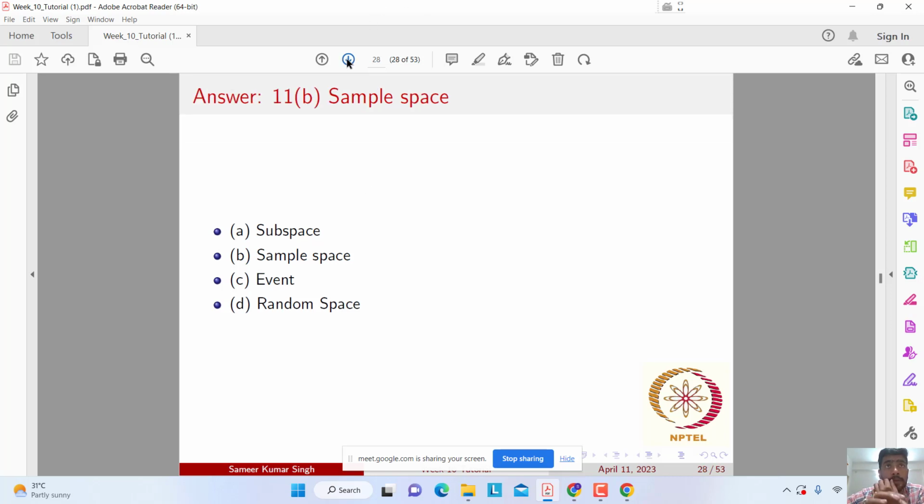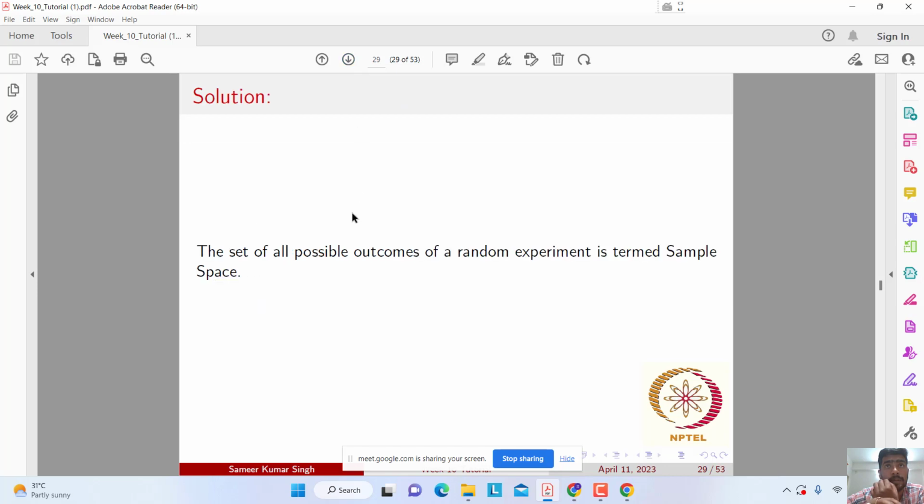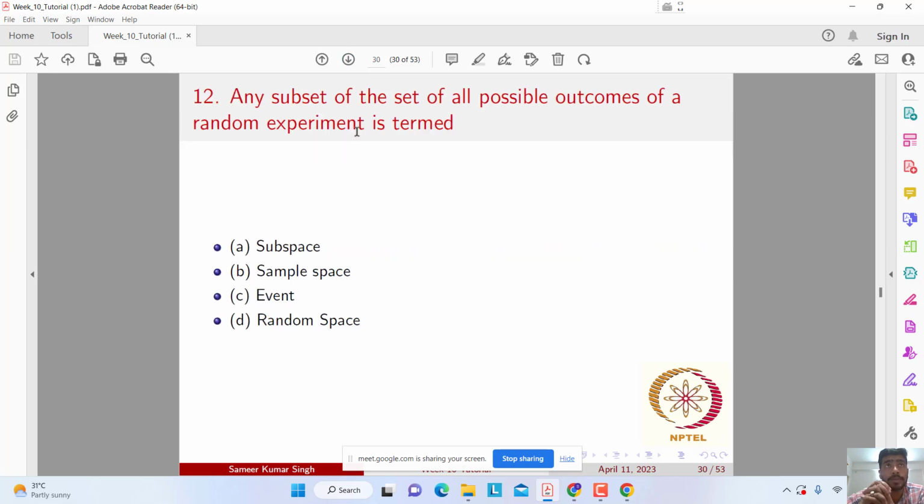Okay, that is the explanation. The set of all possible outcomes of a random experiment is termed the sample space. Next question: any subset of the set of all possible outcomes of a random experiment is termed.